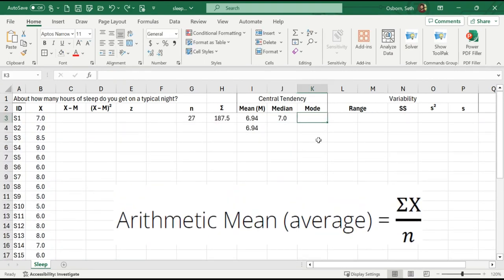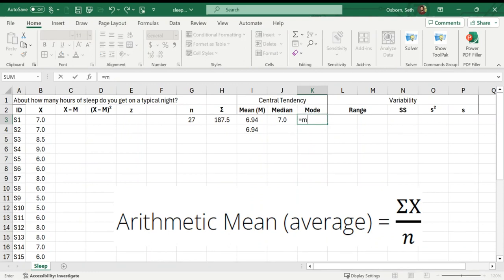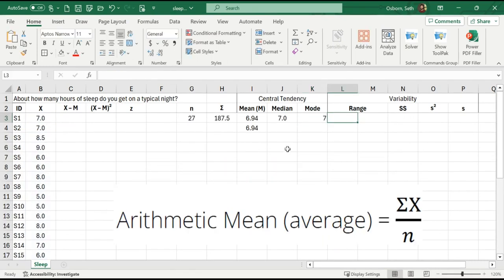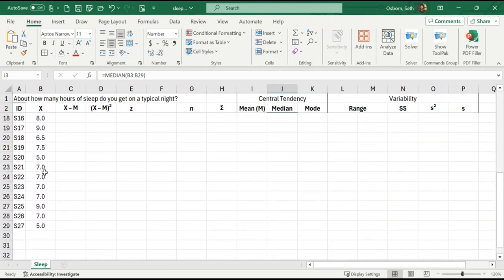To calculate the mode, let's use the function MODE.SNGL. As always, we need to specify the range that we're talking about. So highlight all the cells that you're interested in. The mode is 7. So if you were to go through here and count, the most frequently occurring value would be 7.